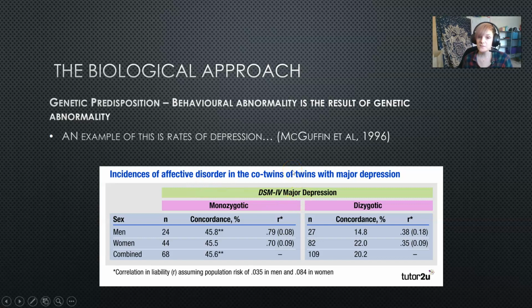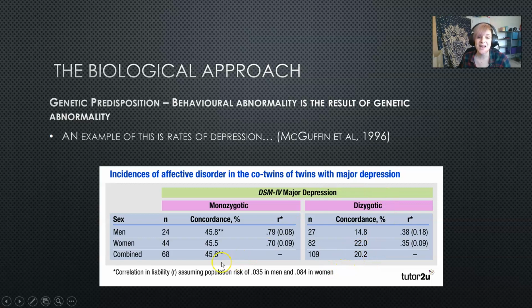Now, dizygotic twins share only half of the DNA when compared to monozygotic twins, so we can expect that if depression is the result of our genes, that concordance rate would be cut in half. So looking at the concordance rate, for male twins, we see that it is 14%. For female twins, we see that it is 22%. But then if we look at combined, it is 20%.